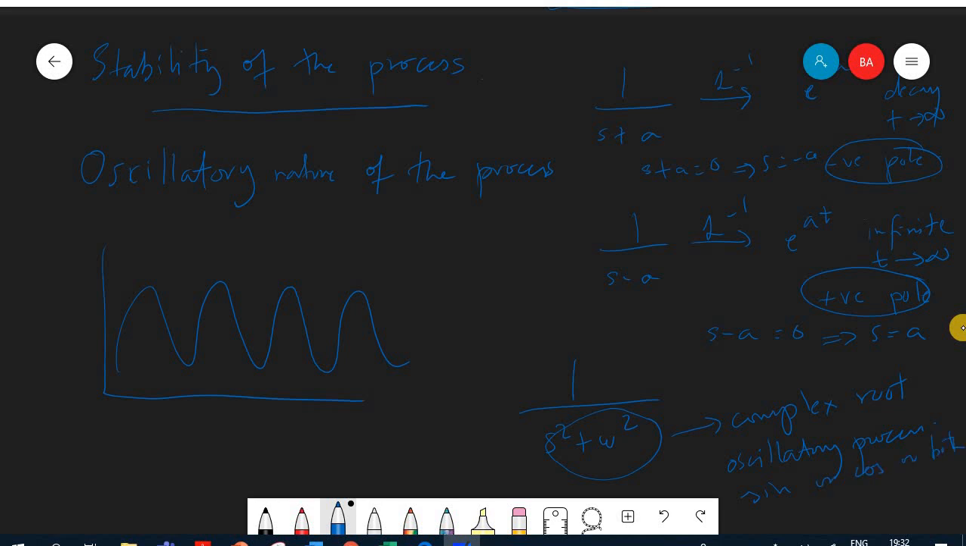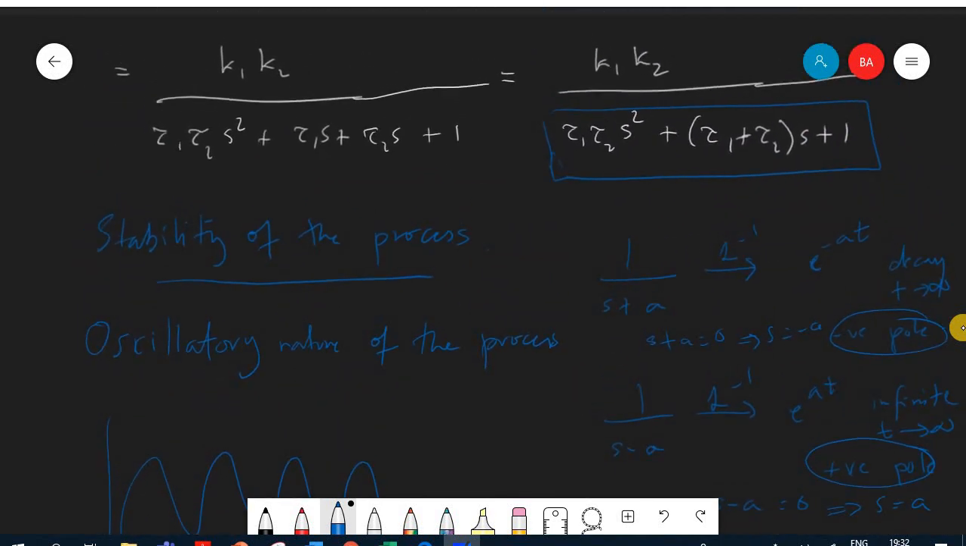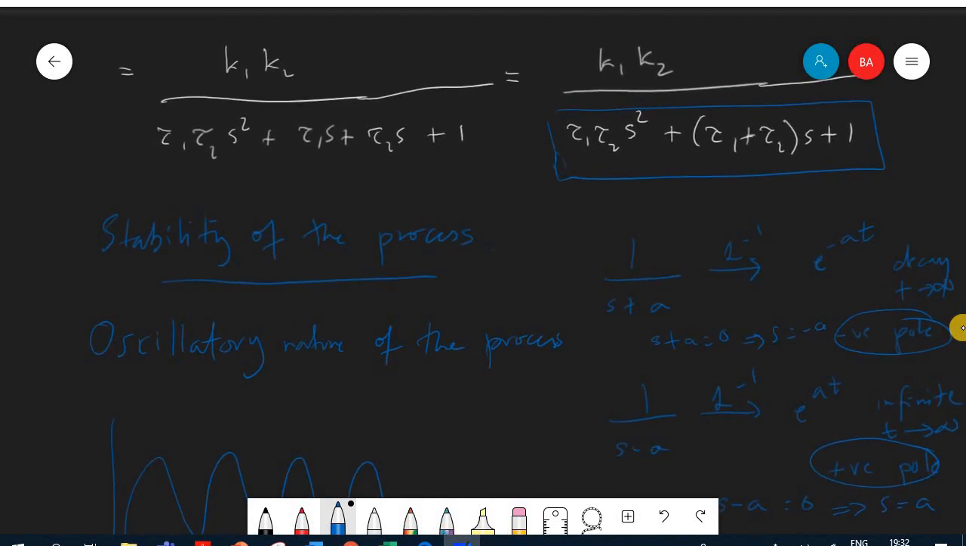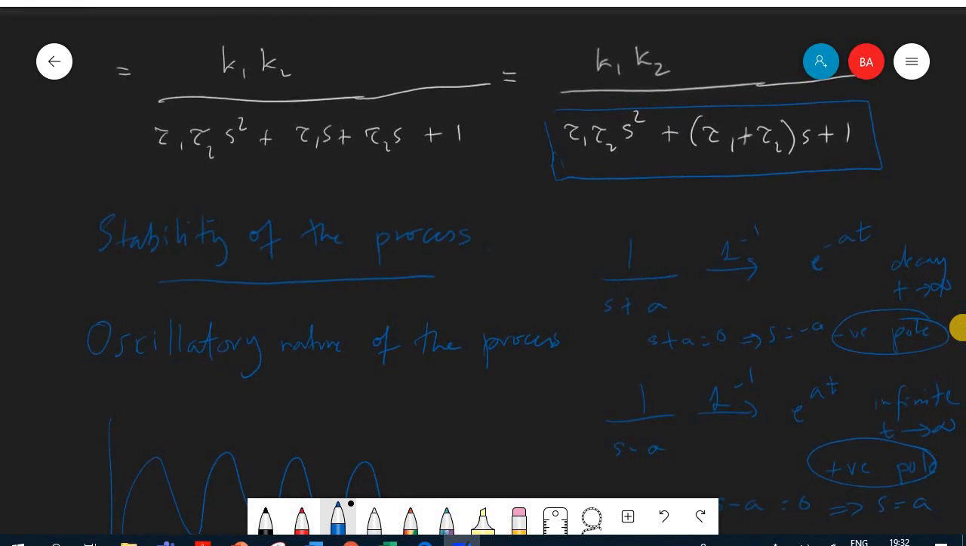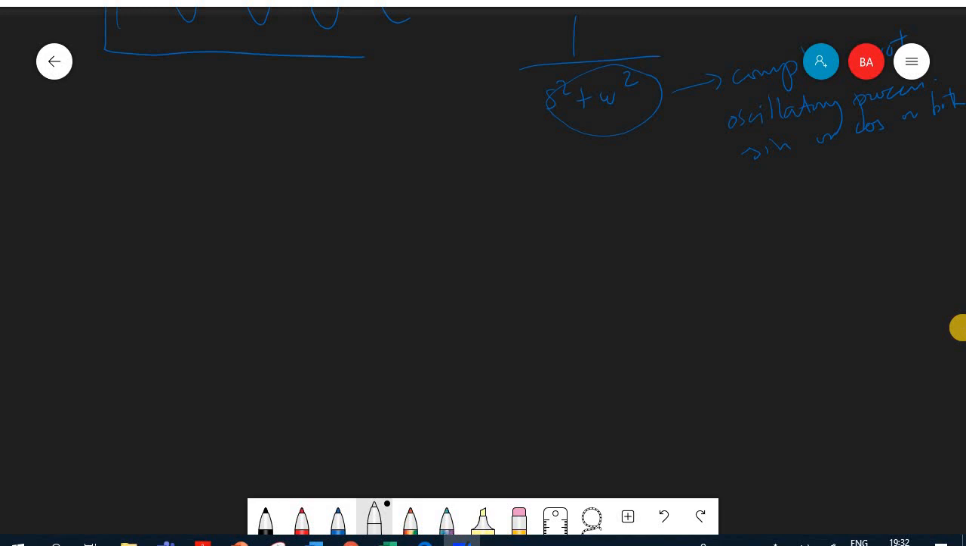Based on all what we have stated now, we need to work on this equation and find out what are the values of tau 1 and tau 2 which make this system stable and which make it oscillatory. And by that we can study the nature of that second order process. So I'm going to write the equation again.